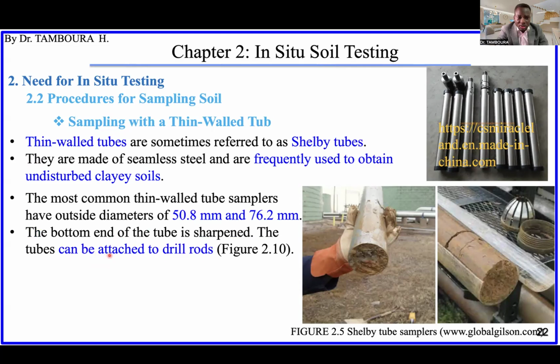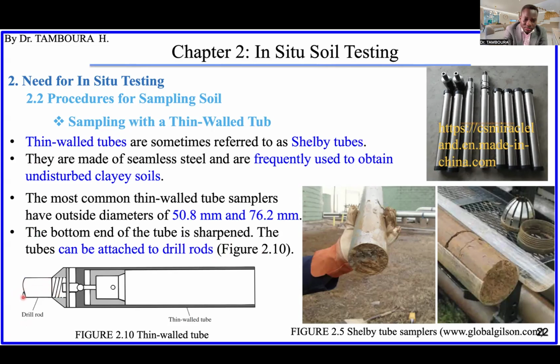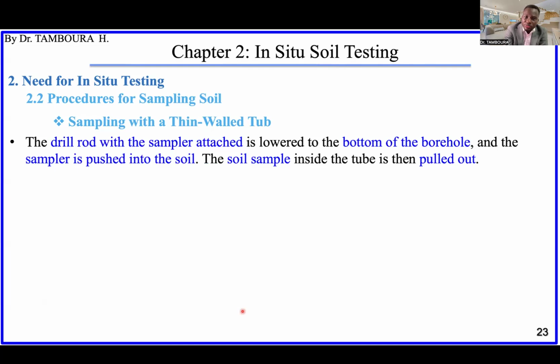As you can see, this device allows you to attach this tube to the drilling rod, because it has this sharpened end. Okay, you attach it to the drilling rod and you insert this tube into the ground. Okay, so the drill rod with the sampler attached is lowered to the bottom of the hole, same as the SPT. And then the sampler is pushed into the soil. The soil sample inside the tube is then pulled out.